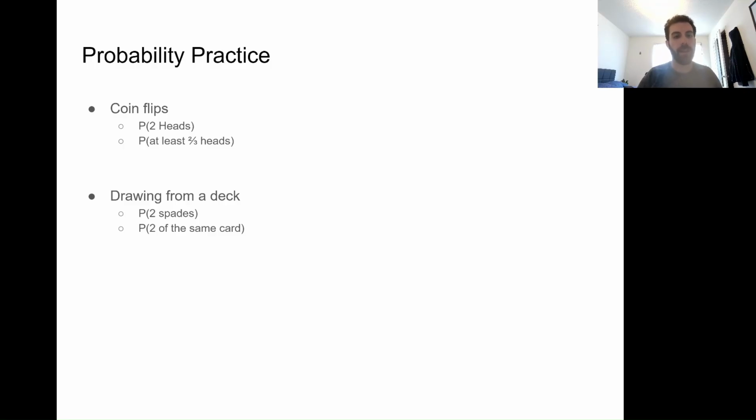1 times 3 out of 51 is just going to give me 3 out of 51. And you should always simplify. 3 and 51 do have a common factor of 3, so I can simplify this to 1 out of 17. So the chances of getting a pair, if I draw exactly 2 cards, is 1 out of 17.